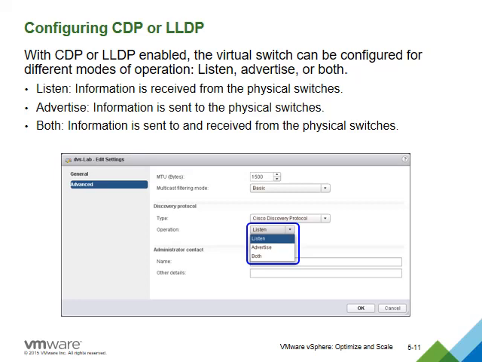Configuring CDP or LLDP. When we enable the protocol, we can either have it in listen, advertise, or both. In listen mode, it's only looking for information that's coming from the physical switches. Advertise means it's only going to send information to the physical switches, and both means it can send and receive.